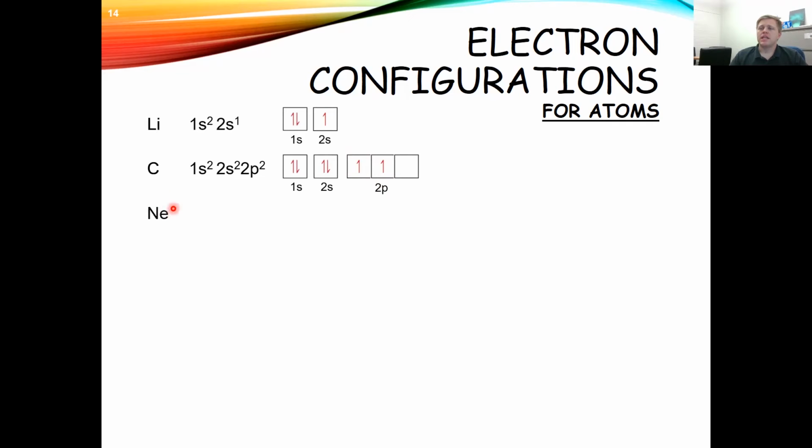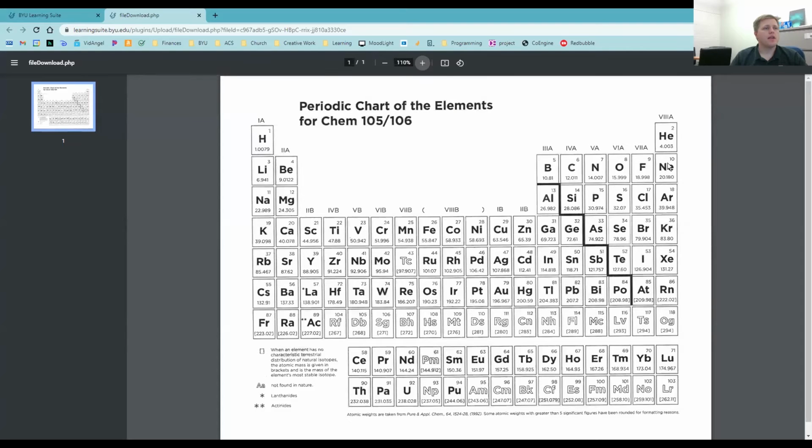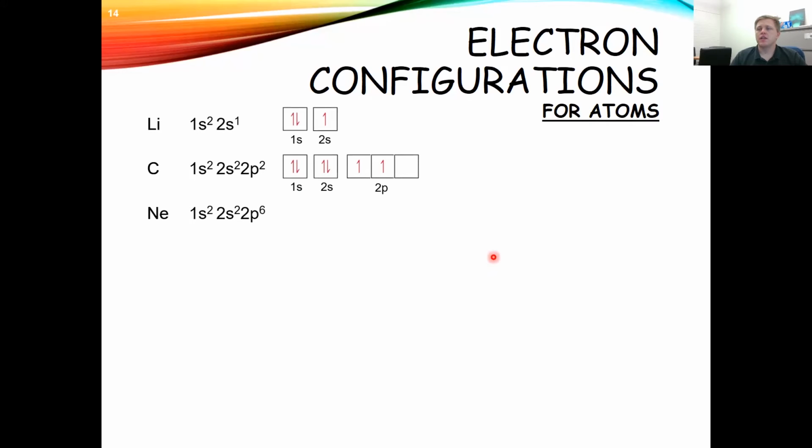Now let's go up to neon. I'll jump back to the periodic table here. Neon is our 10th element on the periodic table. So it's going to have 1, 2 electrons in 1s, 2 in 2s, and then 1, 2, 3, 4, 5, 6 in the 2p orbital. So its electron configuration is going to look like this: 1s2, 2s2, 2p6. Its box diagram is going to look similar to carbon's, but you're going to have some extra electrons in there.